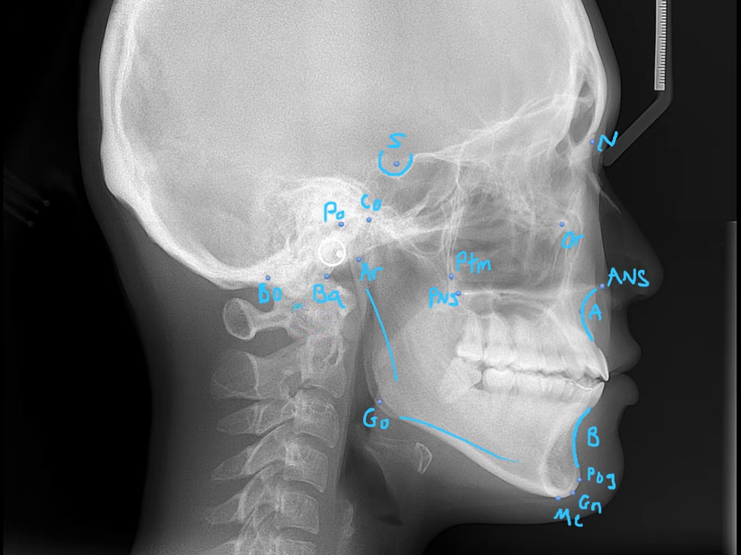Here is C1, which is the atlas, C2 with the dens running up here. That's the axis. We have C3, C4, and we can keep going down. This is the hyoid bone right in here, the epiglottis here, and of course we can appreciate the soft tissue profile with the nose, the lips, and the chin. So lots of stuff to get from a cephalometric x-ray and some really cool stuff there.